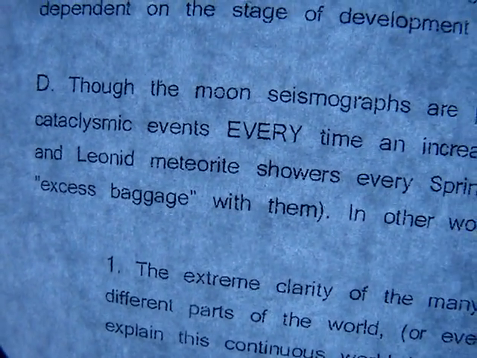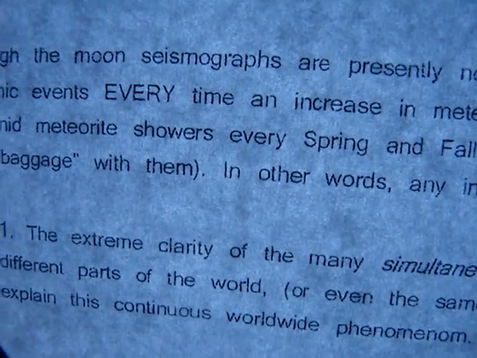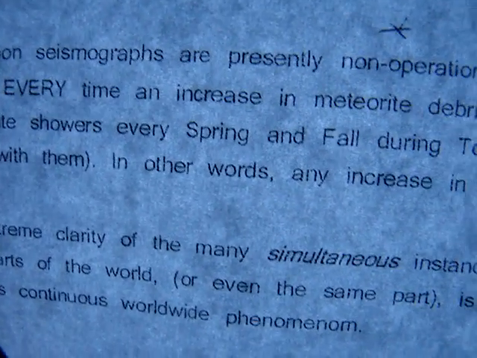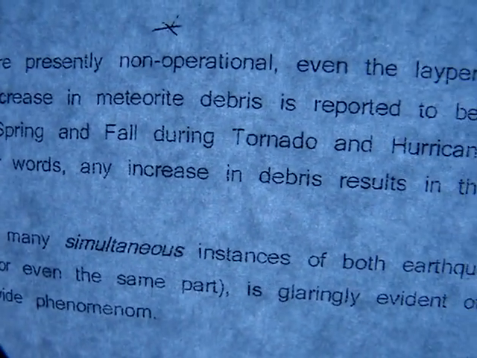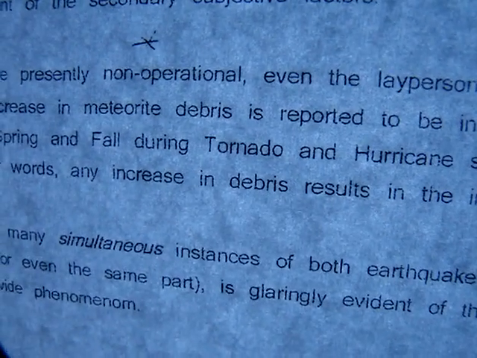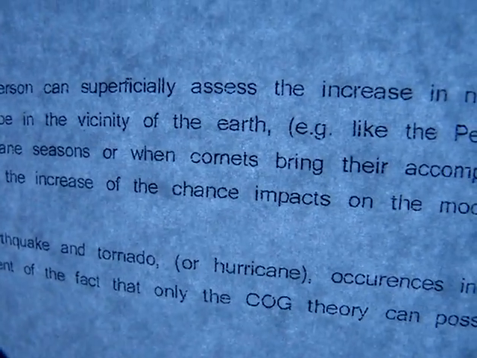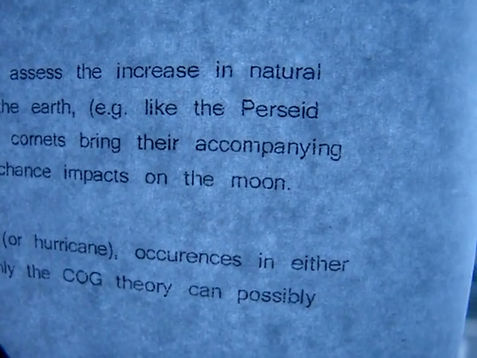They both correspond to tornado and hurricane season. Every May, June, July. Now this is a Perseid. The hurricane seasons during August, September, July, early September.